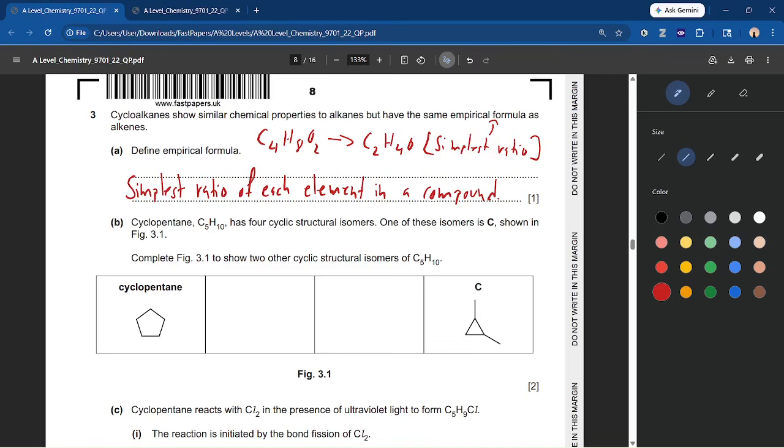All right, cyclopentane has 4, okay, this is important. Remember, it says cyclic structural isomers. One of these isomers is C, shown in figure 3.1. Complete figure 3.1 to show 2 other cyclic structural isomers. So remember, you can't go drawing alkanes or alkenes because they are not cyclic. So no alkanes, no alkenes. Because the question specifically asks for cyclic structural isomers.